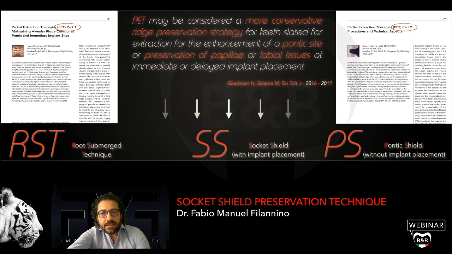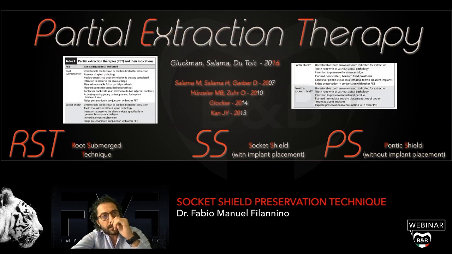In 2016 and 2017, Gluckman, Salama, and Dutoit did these two articles where they introduced the term partial extraction therapies. In these two articles, they distinguished groups. They divided all the partial extraction therapy into groups, like the root submergence technique from the article of 2007.